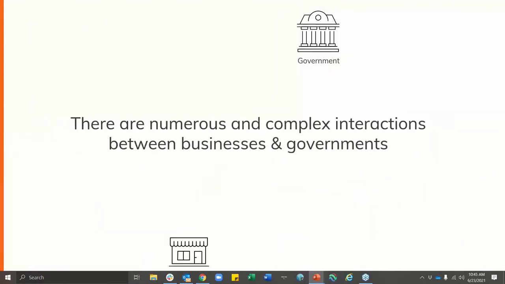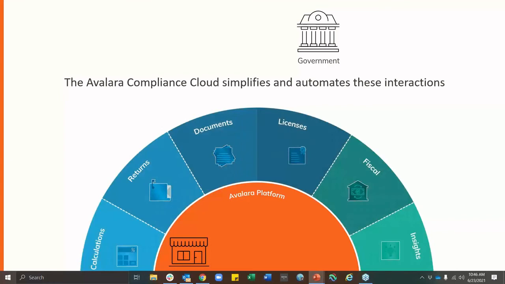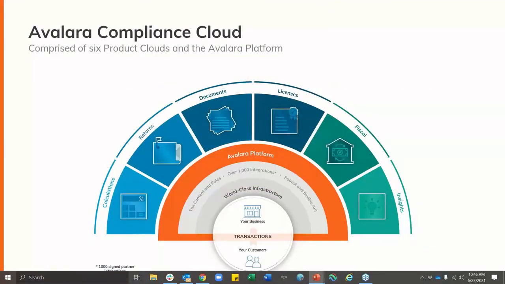Okay, so moving on to products and solutions, our summary. You know, there's a number of interactions that happen between businesses and governments, right? The governments are enacting new regulations, they're sending notices to companies, they're performing audits, and businesses not only have to register, they have to get tax exemptions from their customers or suppliers. They have to report and remit their tax returns, pay the jurisdictions, manage the notices, and deal with audits as they come. Our Avalara Compliance Cloud platform really helps to simplify and automate all of this that's coming at a business, right? And we have really 6 product categories.